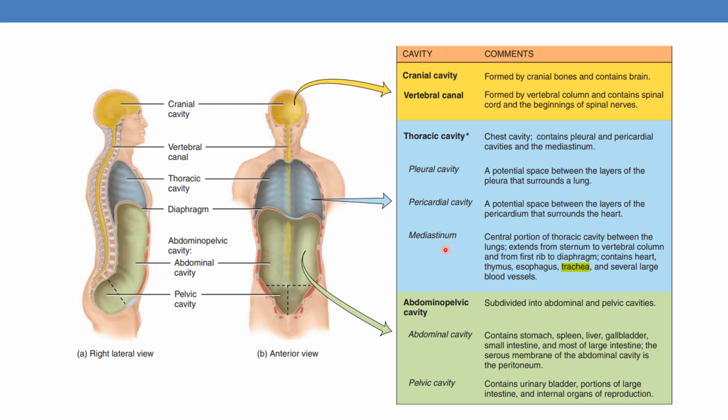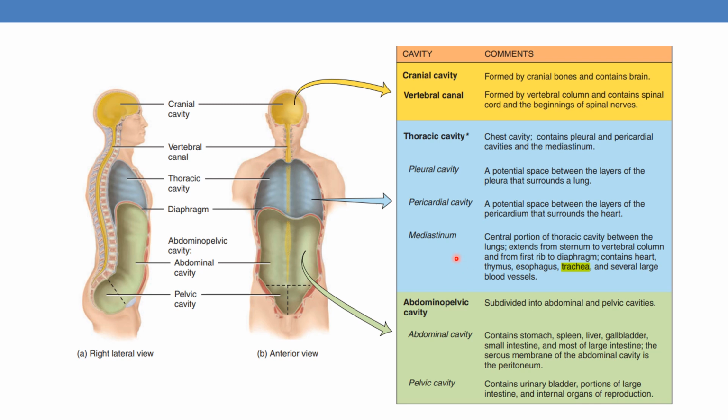The next is the mediastinum. It is the central portion of the thoracic cavity between the lungs. It extends from the sternum to the vertebral column and from the first rib to the diaphragm. This is the diaphragm. The mediastinum contains heart, thymus, esophagus, trachea and several large blood vessels.